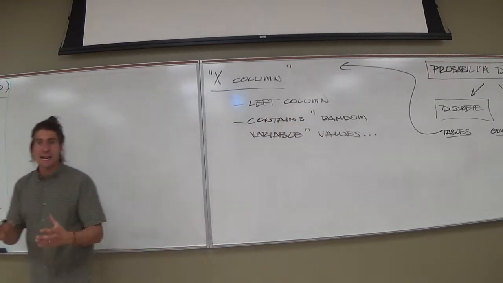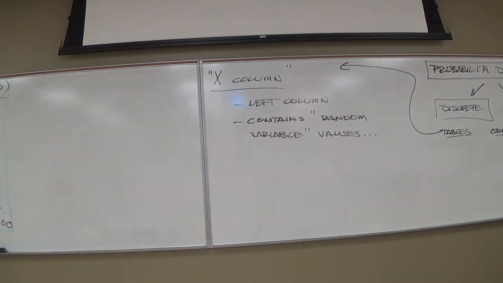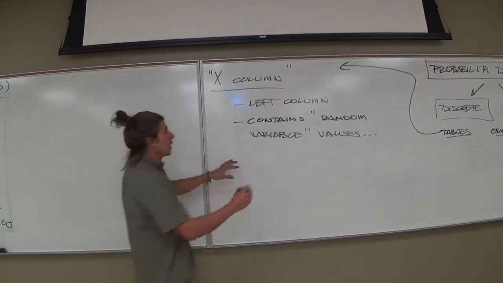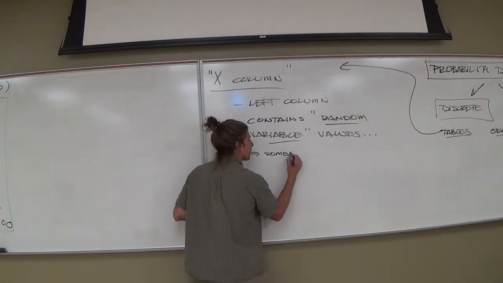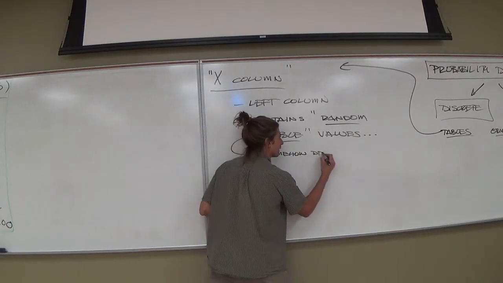You know it's going to contain 1 through 6 inclusive and discretely. 1 or 2 or 3 or 4 or 5 or 6. You don't know which one you're going to get each time, but you know you're going to get exactly one of them. And that's the definition of a random variable.